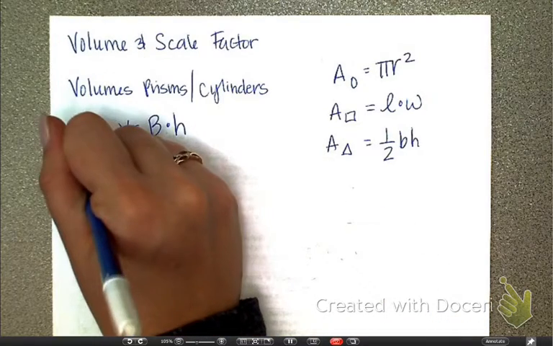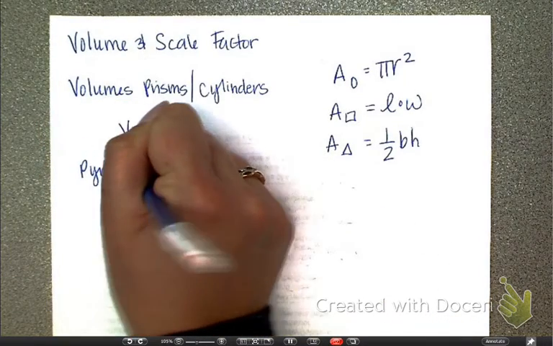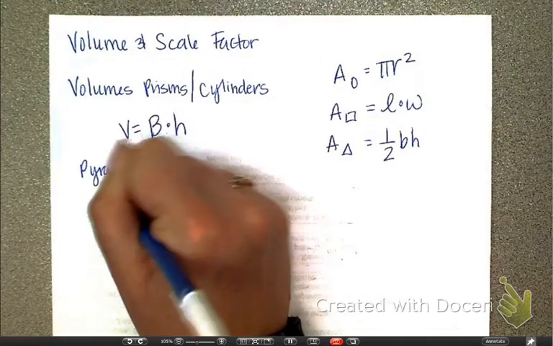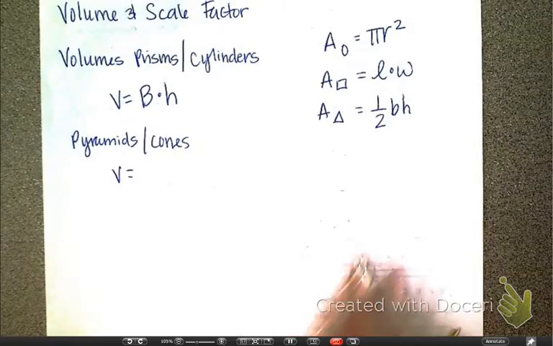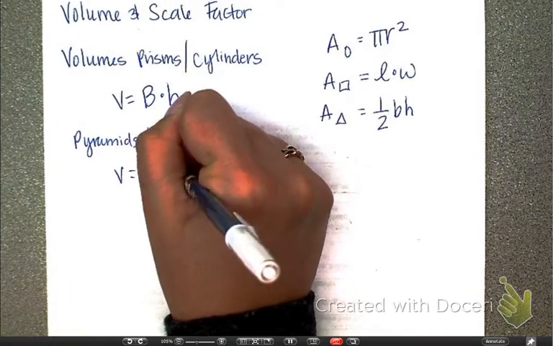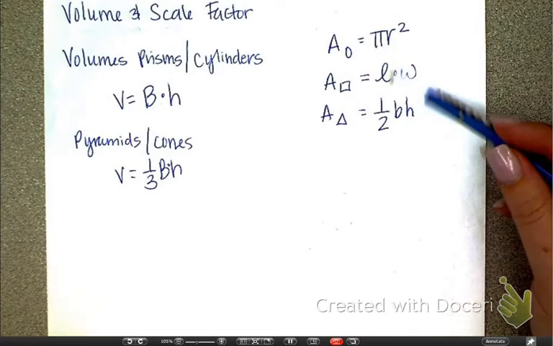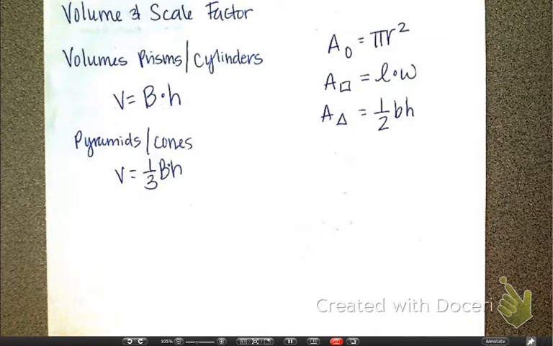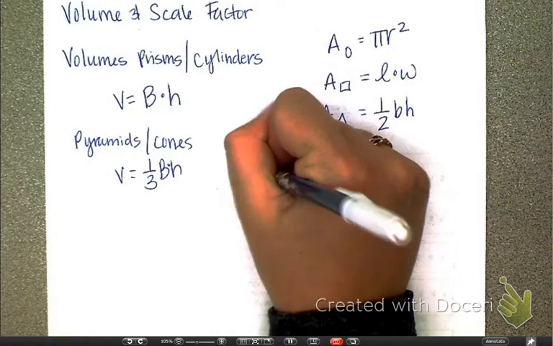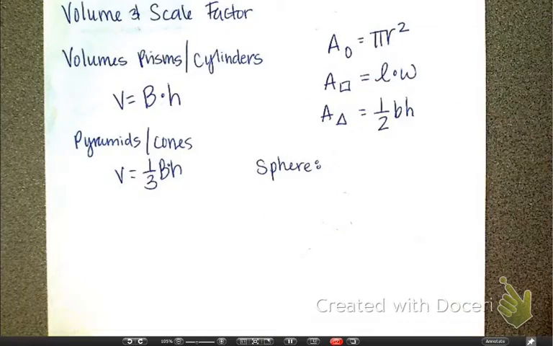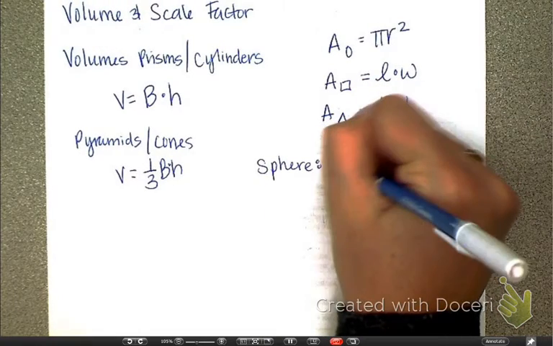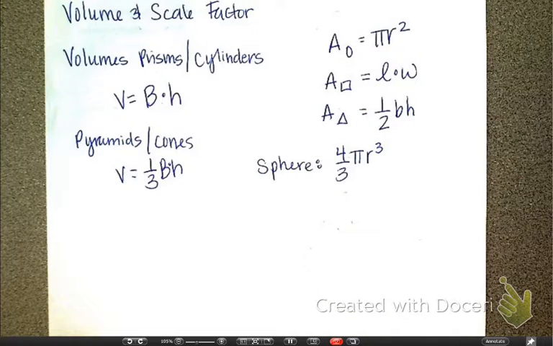We also have pyramids and cones. Who remembers the general formula for pyramids and cones? 1/3 the base area times the height. Okay? Again, these are still your base areas. So for cones, it's a circle. For pyramids, it's either a square or a triangle, or a rectangle or a triangle. And then the last one you need to know is a sphere. What's a sphere? Good. 4/3 pi r cubed. If you want a hemisphere, what do you do? Divide that answer by 2. Okay?